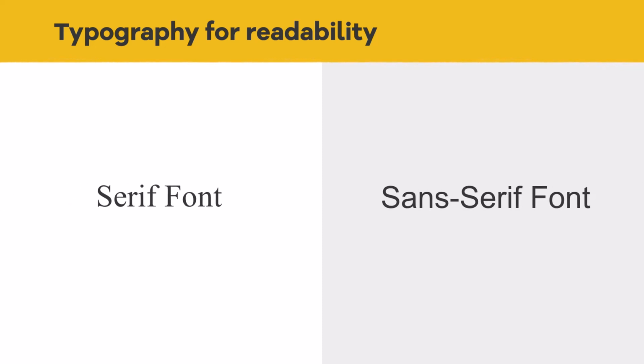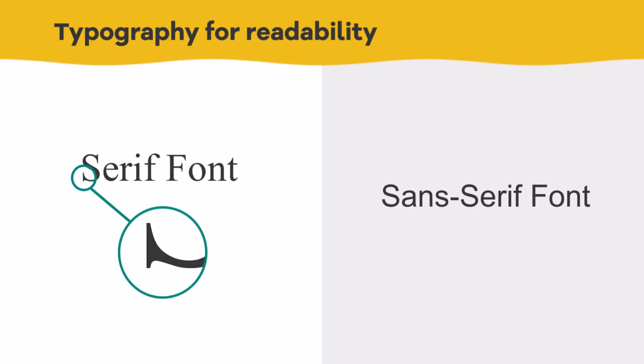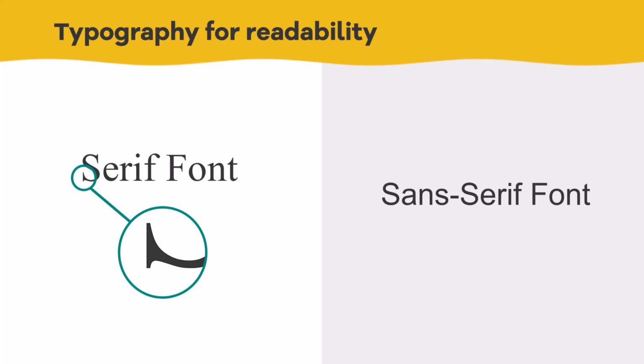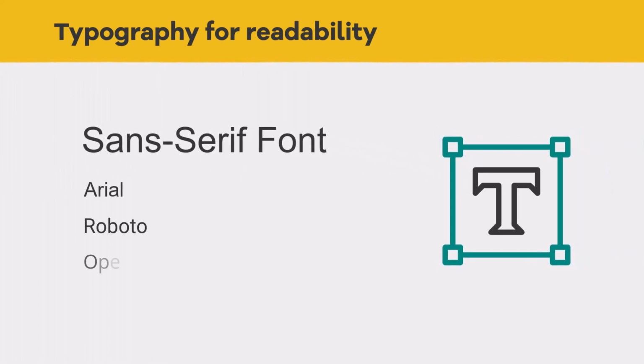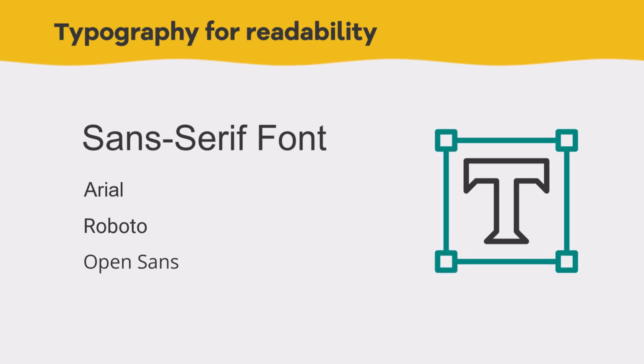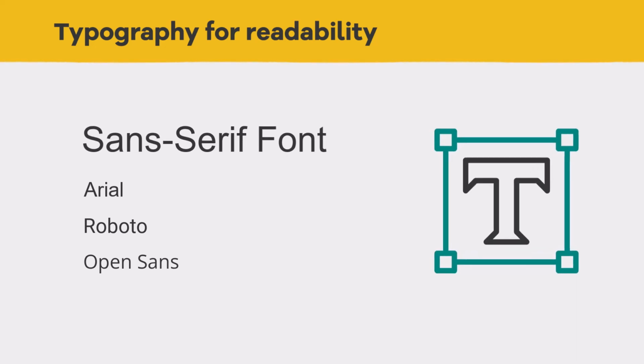Let's start with typography. Fonts generally fall into two categories, serif and sans serif. Serif fonts, like Times New Roman, have decorative strokes at the ends of letters, which work well in printed materials, but can be harder to read on screens. Sans serif fonts, like Arial, Roboto, or Open Sans, lack these strokes and offer a clean, modern look that is easier to read on digital devices.